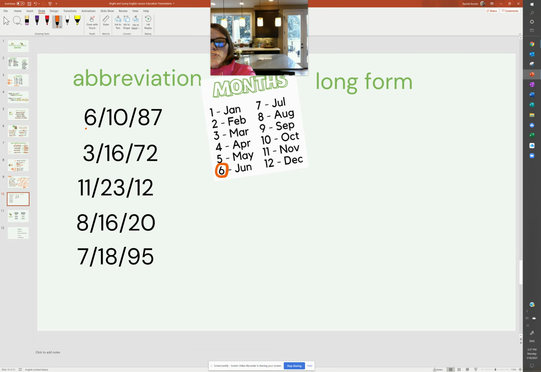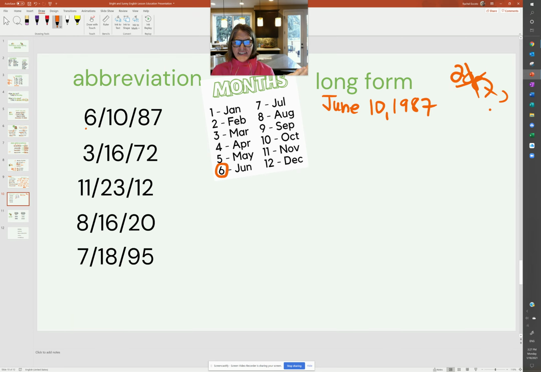The 6th month is June. So we would write June 10, 1987. Now, how do I know it's not 2087? Because we haven't had 2087 yet. That's future, right? How about this one? 3/16/72. 3 is March. So we would write March 16th, 1972.